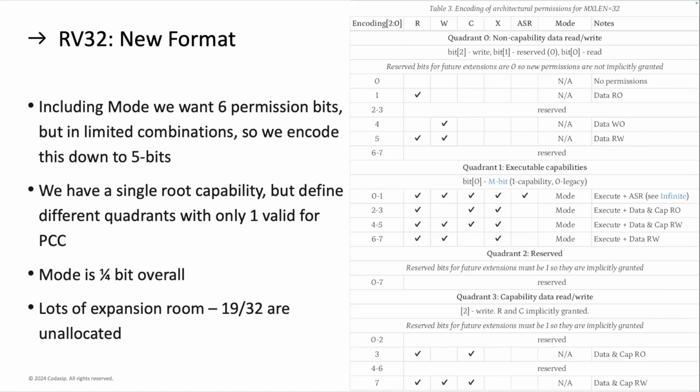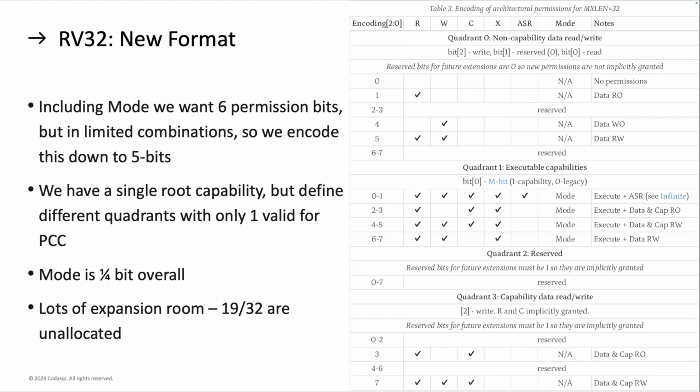In the bottom quadrant, you've got capability permission, and in the top quadrant, you haven't. The idea is anything in the bottom quadrant, it says reserved bits for future extensions must be 1, so they're implicitly granted. So we can add more controls to the bottom quadrant, which are currently already there. But for the top quadrant, all missing bits are implicitly 0. So if you add more controls, they're implicitly off.